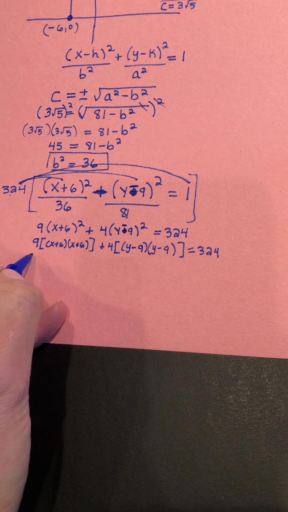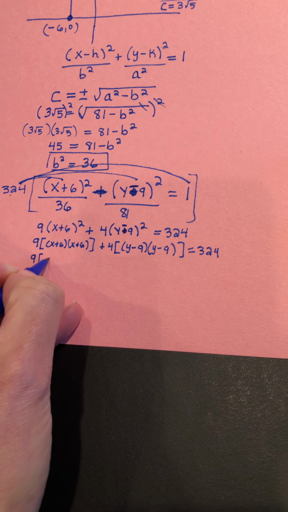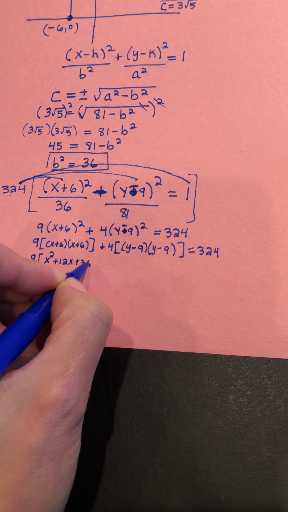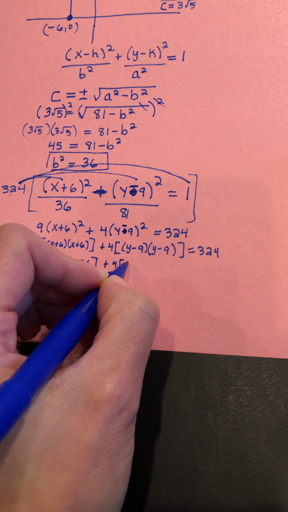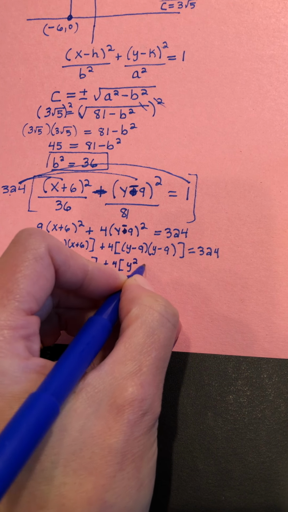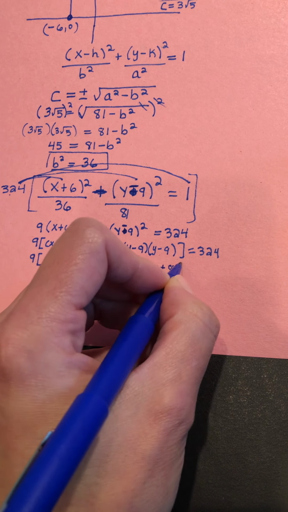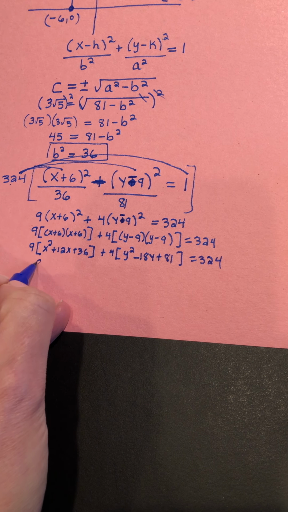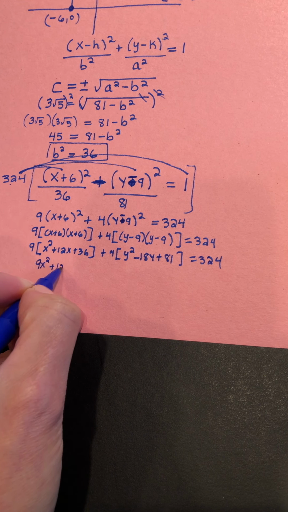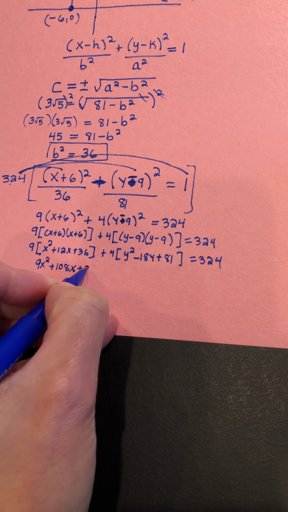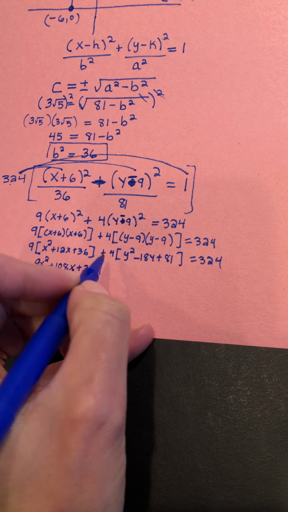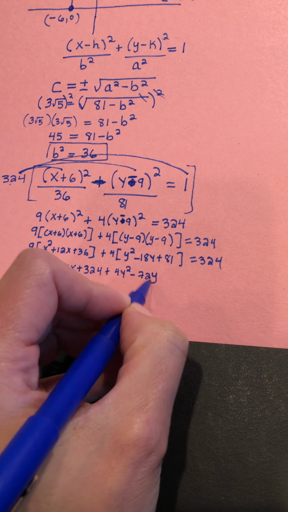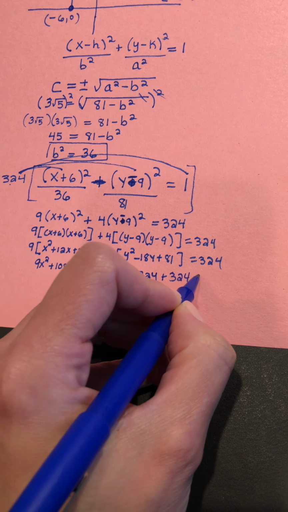All right, so let's multiply this out. This is 9 times, I got x squared plus 12x plus 36 plus 4 times, this is y squared minus 18y plus 81 equals 324. All right, I'm going to distribute the 9. I get 9x squared plus 108x plus 324. Distributing the 4, plus 4y squared minus 72y plus 324 equals 324.